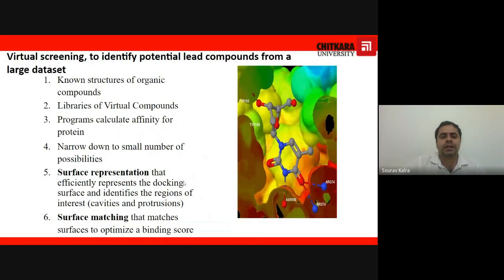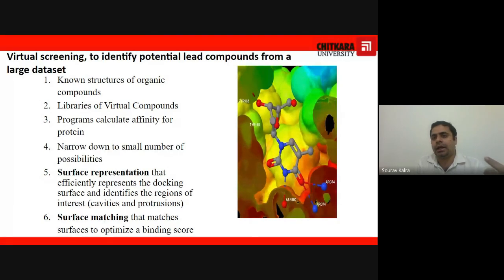So next, the next tool is virtual screening. Virtual screening is a tool in which we can screen thousands and lakhs of molecules. We can take any database, like PubChem, the ZINC database. There are many such chemical databases.